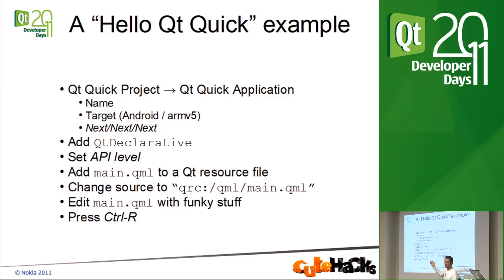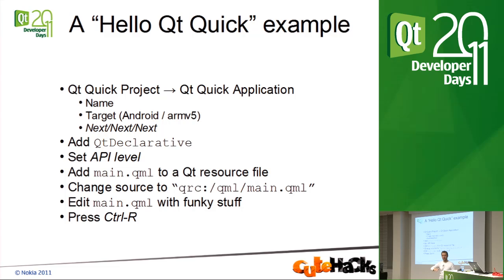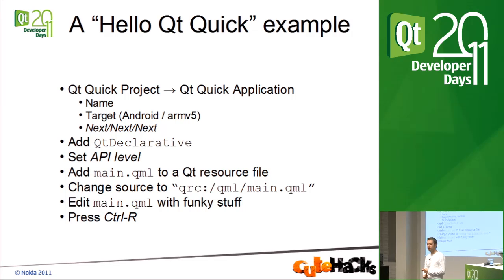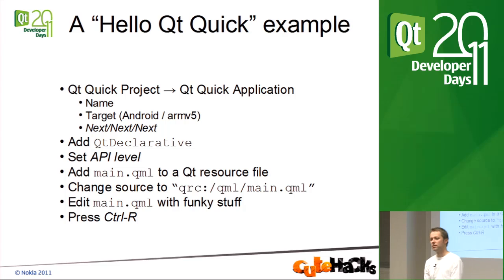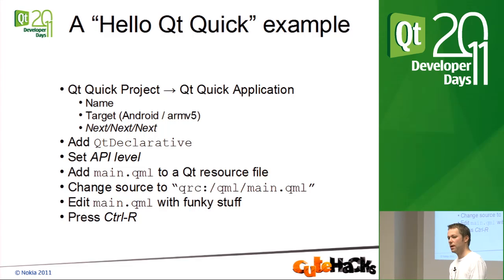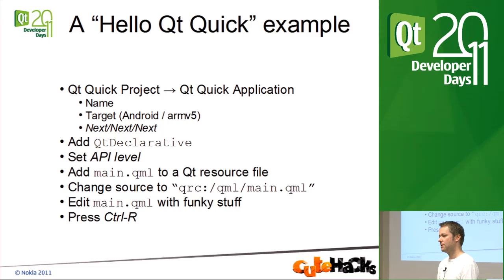I set the target. Typically you get target Symbian, MeeGo, Windows, blah, blah, blah. Now in addition you get Android. And then I selected only ARM v5. You have ARM v7 as well, but just to keep things simple, let's just support the lowest common ARM architecture. One thing you have to do is add declarative yourself. It doesn't automatically understand that, oh, this is a Qt Quick project. So what you do then is you go into project settings and you add declarative to the libraries.